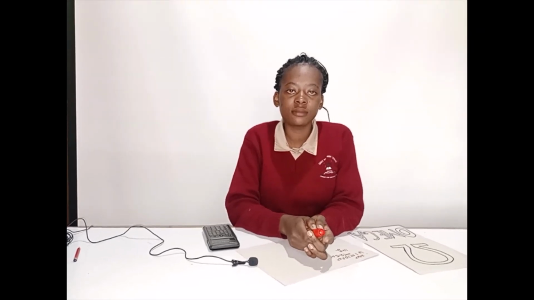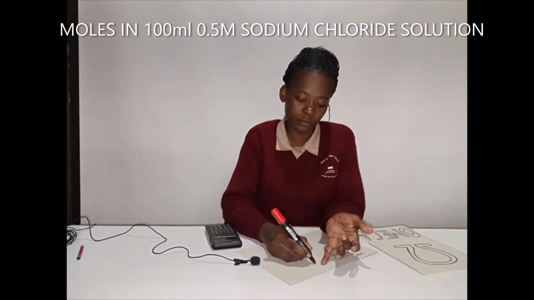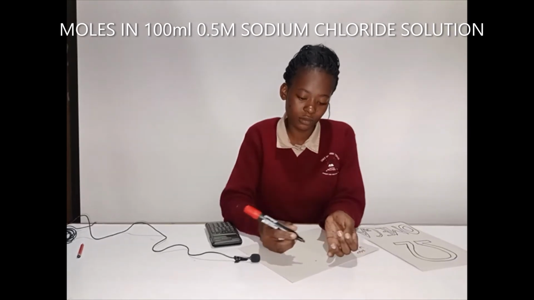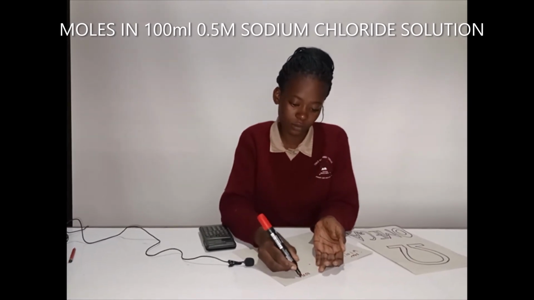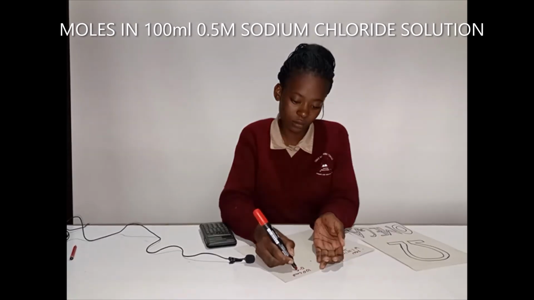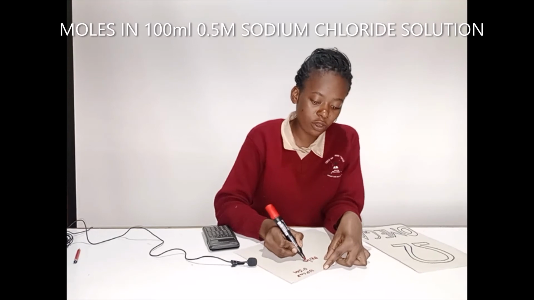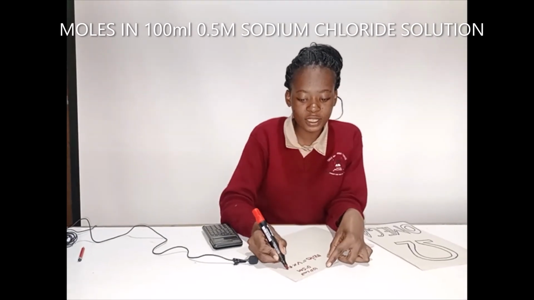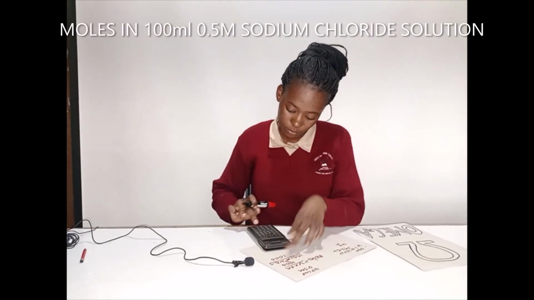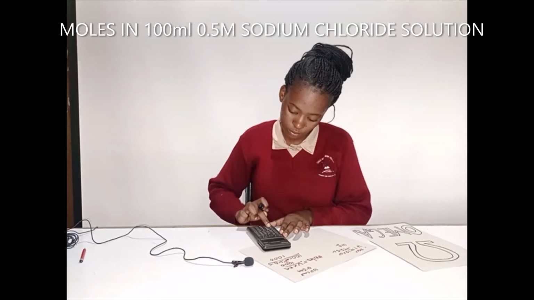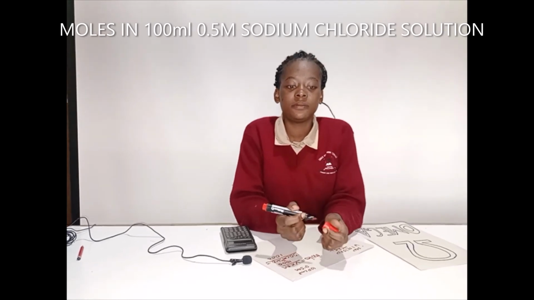How many moles are present in 100 cubic centimeters of 0.5 molar sodium chloride? I repeat the question. How many moles are present in 100 centimeters cubed of 0.5 molar sodium chloride? To find the number of moles, we use moles equals volume times molarity over 1,000. 0.05 moles. Okay, correct. That one I'll give you.